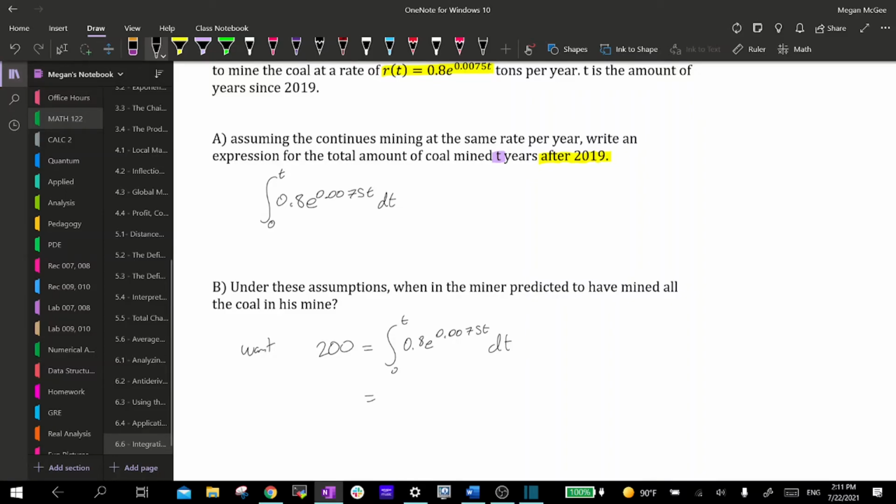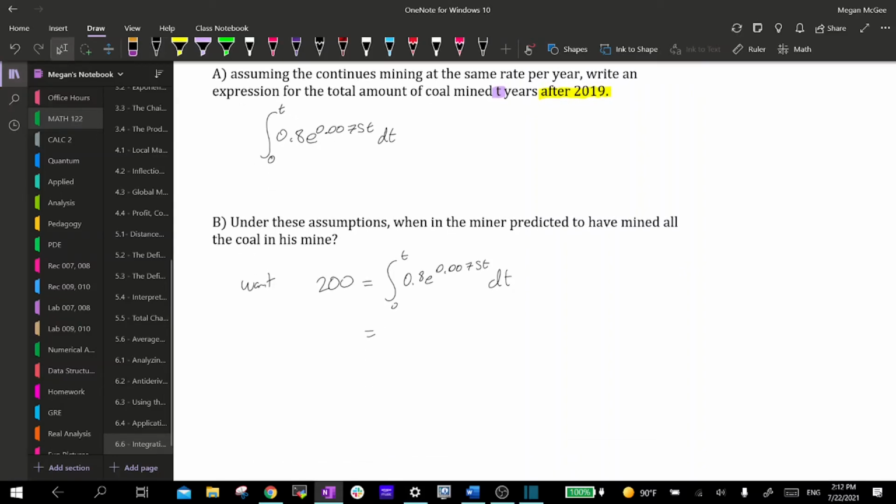So let's go ahead and take this integral. So we're going to end up with e to the 0.0075t, and then divide that by the constant in the exponent, so our 0.0075. And we had the 0.8 already there, we can't forget about, evaluated from 0 up to t.